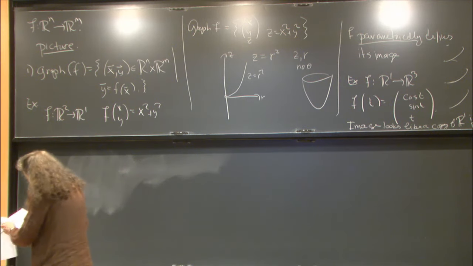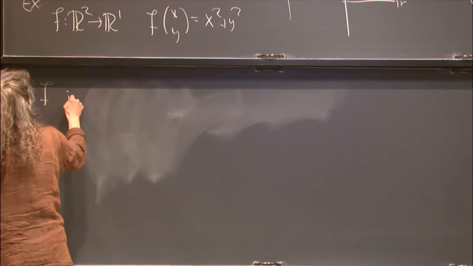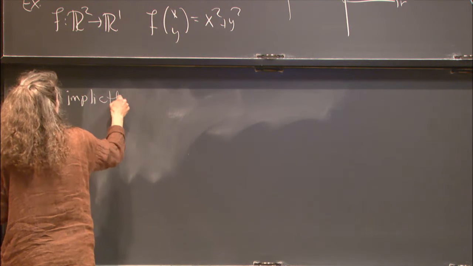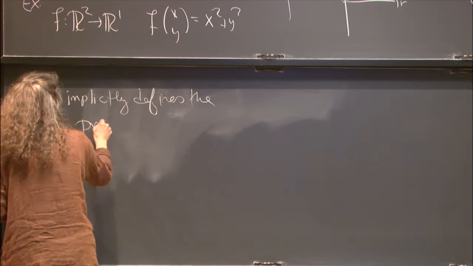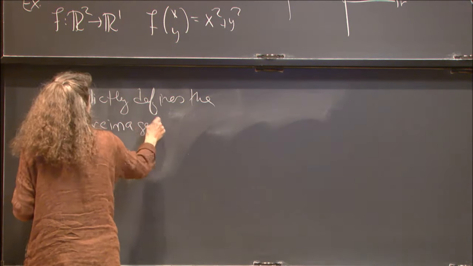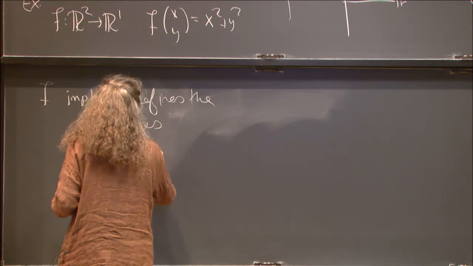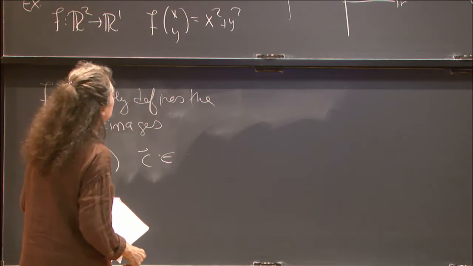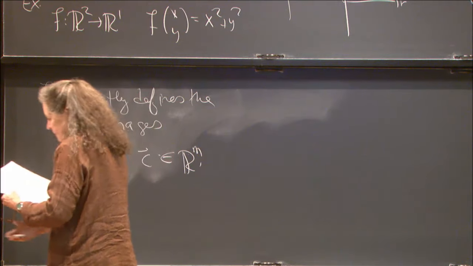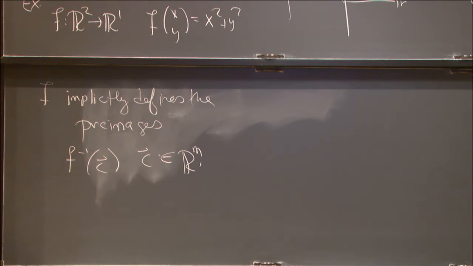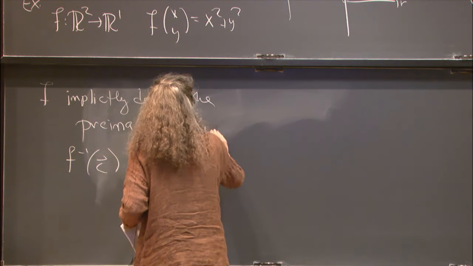Okay, so the third way is by pre-images. So F implicitly defines the pre-images F inverse of C, where C is in the range, right? So it's a map from Rn to Rm, so C would be in Rm. They're also called level sets. Level sets.